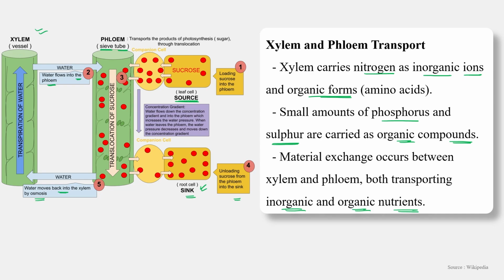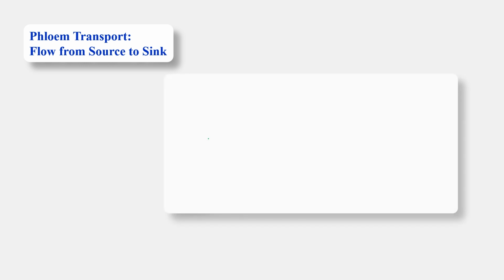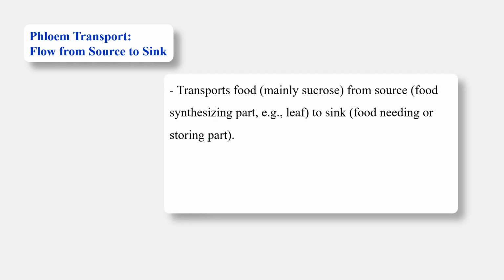Okay, so this is how water flows down the concentration gradient into the phloem, where it increases the water pressure. When water leaves the phloem, the water pressure decreases and it moves down the concentration gradient. This is how this whole process works simultaneously. Okay, so phloem movement flows from source to sink.